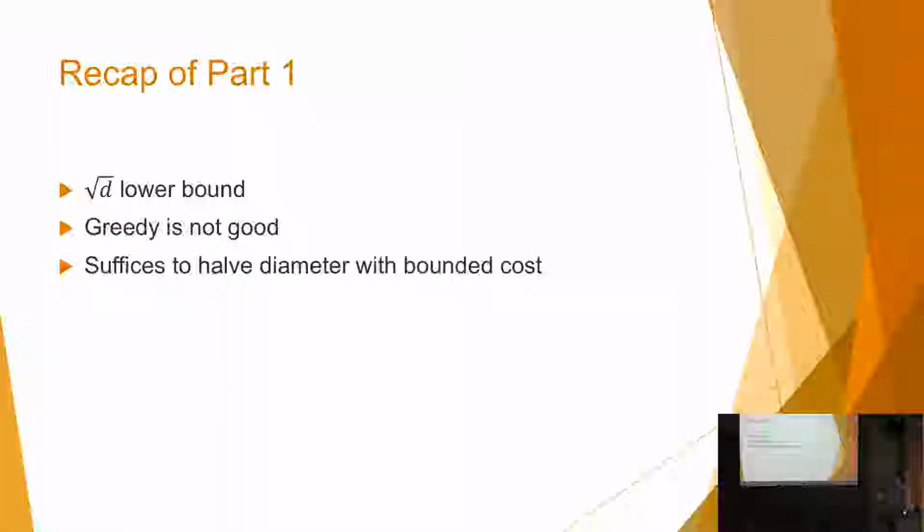Just to quickly recap the important ideas here. One is that I have this square root d lower bound. Two, greedy is not the right algorithm to do here; we're going to use it as a sub-algorithm later. And three, the most important point, is that we're just trying to reduce the diameter of some bounded set. And if we can do that with a bounded cost, then we're good. Right? Any questions so far?